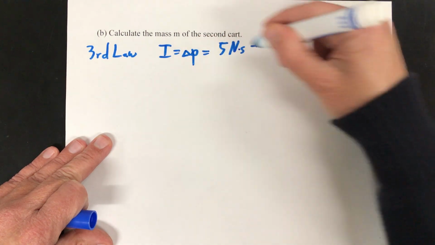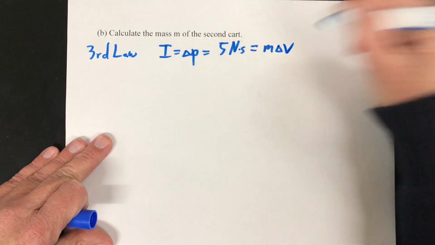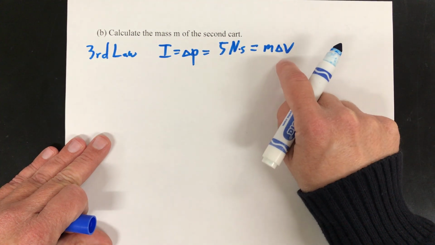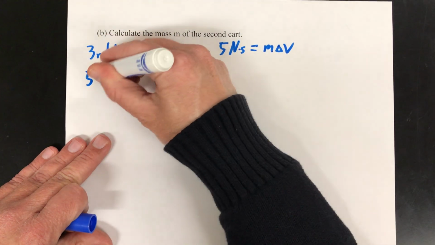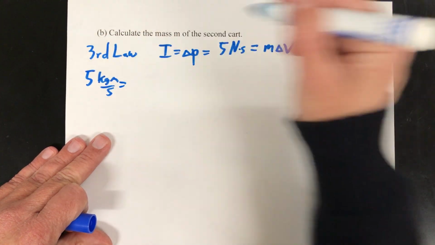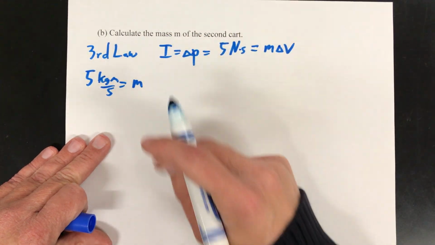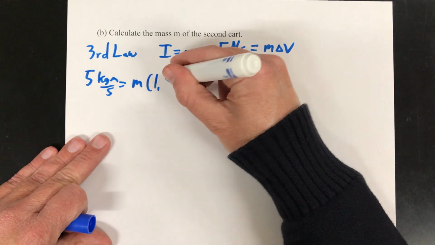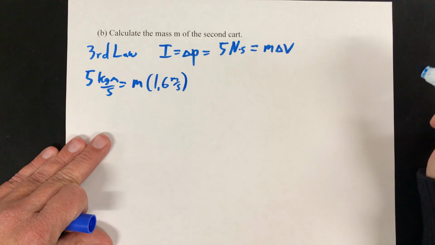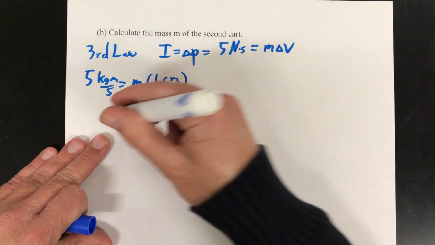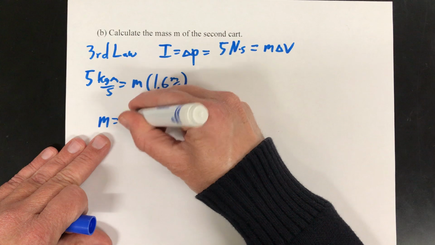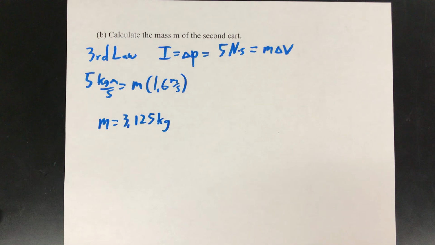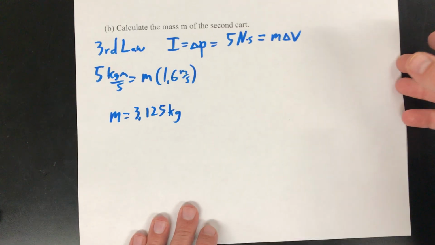So since that's the impulse, that's the change in momentum, that is mass times change in velocity. So we're looking for the mass, and we actually already have its change in velocity, so we can plug that in. So 5 kilogram meters per second is equal to our mass times our change in velocity, which they said went from 0 up to 1.6. So our change in velocity is 1.6 meters per second. Then we just take 5 divided by 1.6 to solve for our mass, and we get 3.125 kilograms.